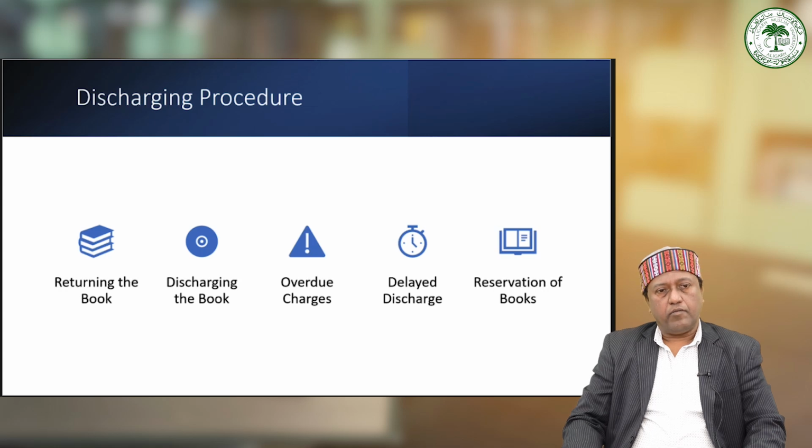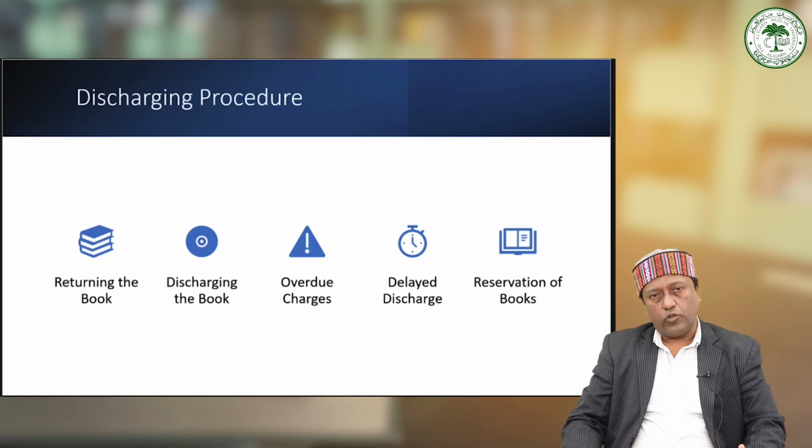One more important thing here is reservation of books. If another reader wants to reserve an already issued book, the reservation ticket is inserted into the reader's pocket. When the reserved book is returned, the reservation card and the book card are slipped into the book pocket. Then the book is kept in a special sequence and intimation is sent to the reader.